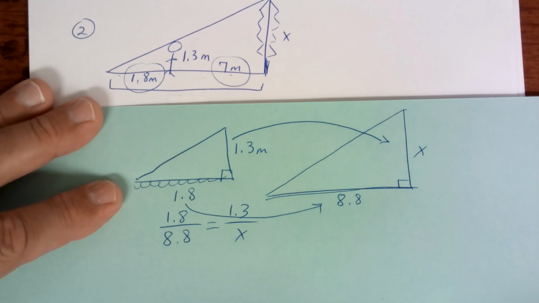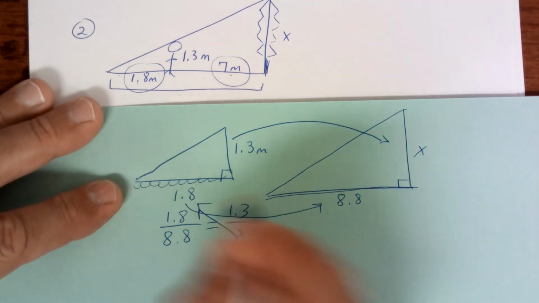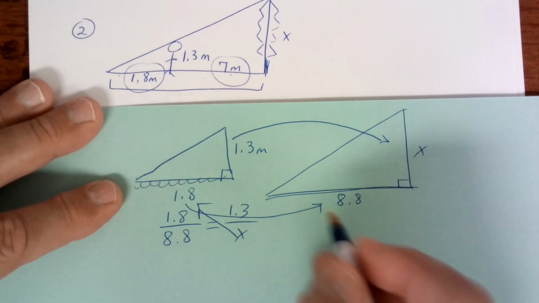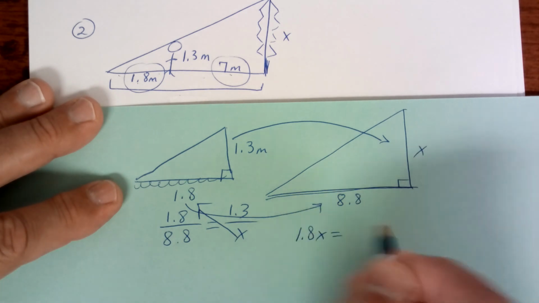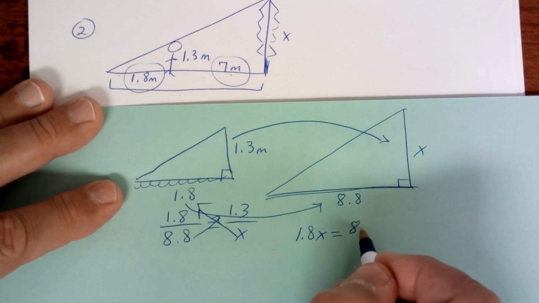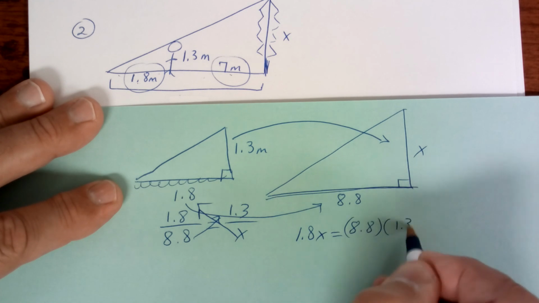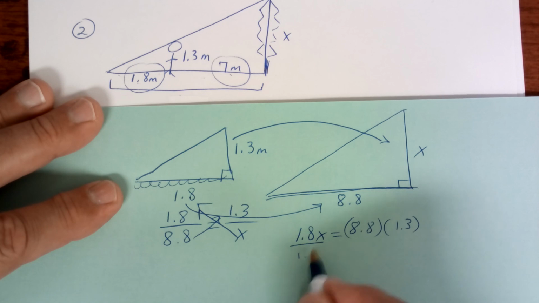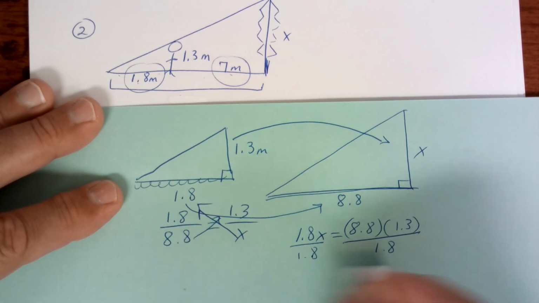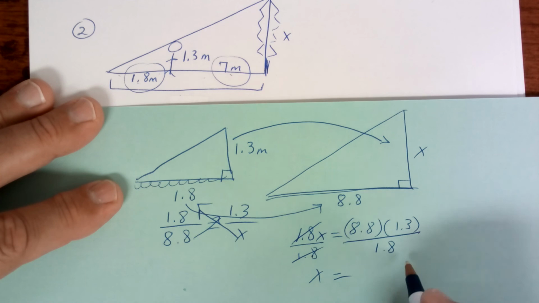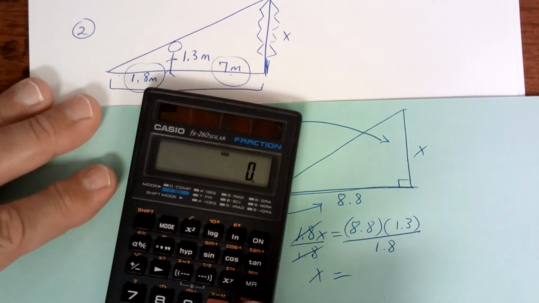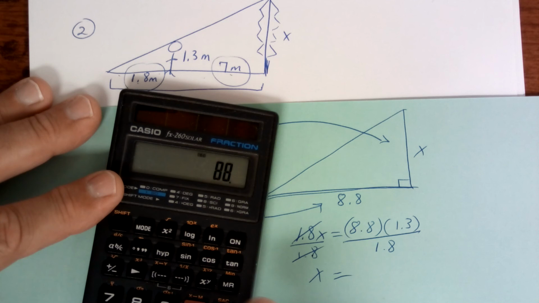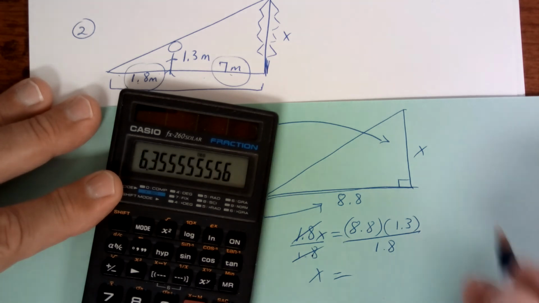And so you just cross multiply. So you're going to get x. Notice how I'm going from the bottom. So it's going to be 1.8 times x equals 8.8 times 1.3. And then I'm going to divide by 1.8 to get x by itself. So x is equal to whatever that is. So let's figure that out. Have your calculator out, okay? So 8.8 times 1.3, press equals, divide by 1.8, and I get 6.4 approximately.